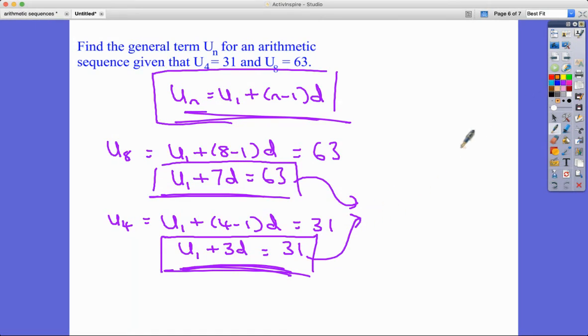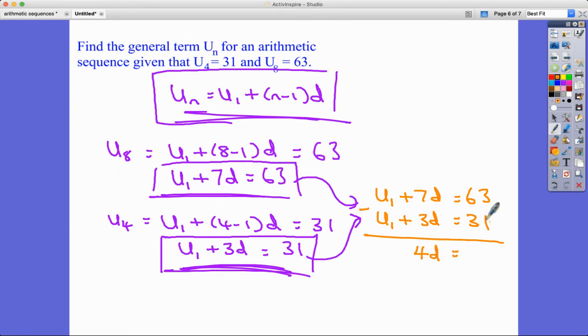I hope you've already guessed that. So if I write one above the other, usually the one with the bigger values above the smaller valued one, and your instincts will hopefully take over here. We've got the same coefficient of u1, which is 1. So if we just subtract here, u1 subtract u1 is 0. 7d subtract 3d is 4d. And then here we've got 32 when we do 63 subtract 31. So we can find the common difference to be 8. 32 divided by 4 is 8.